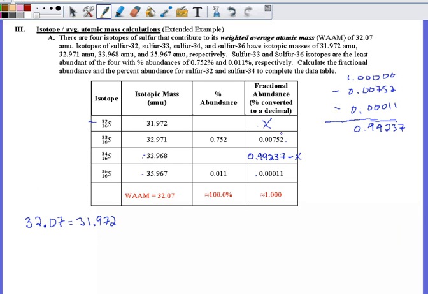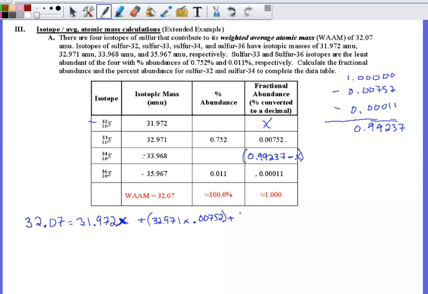31.972 times X. So I'm just going to put that, and then I'm going to add to that this times this. So it kind of would be like 32.971 times 0.00752. Okay, plus this times this. Now if you look at that, that's two parts itself. That's like a quantity. So you've got to distribute this to both of those.